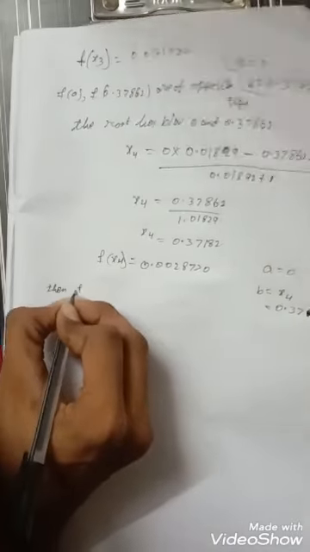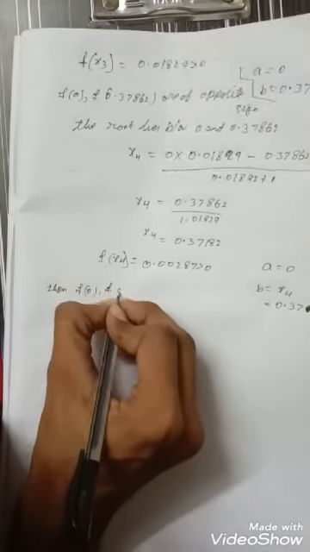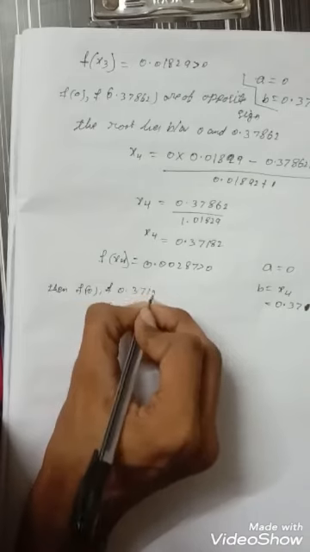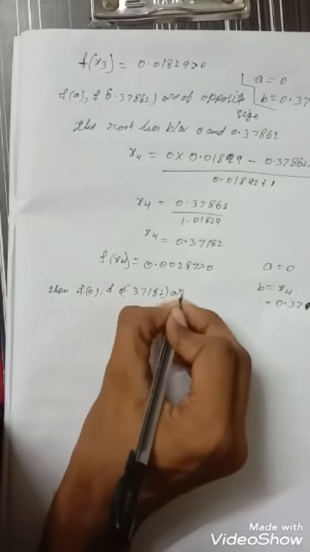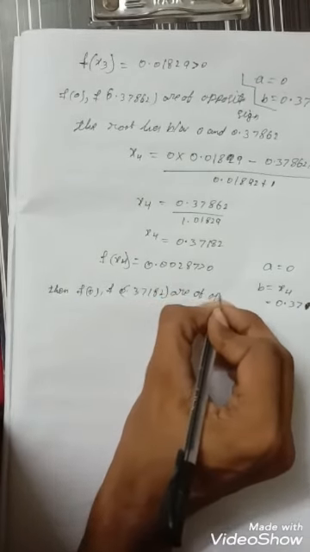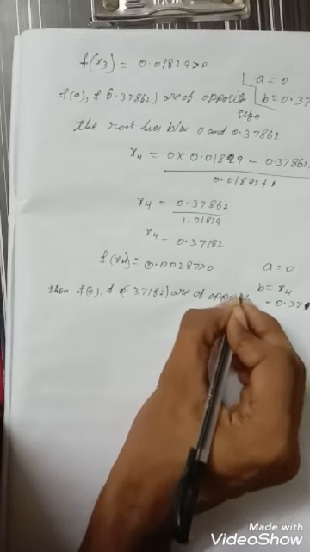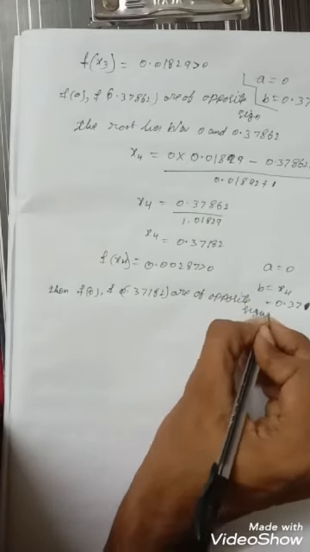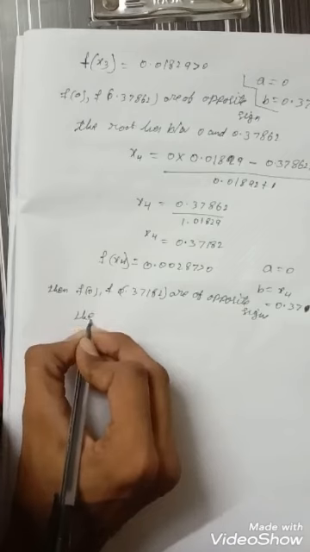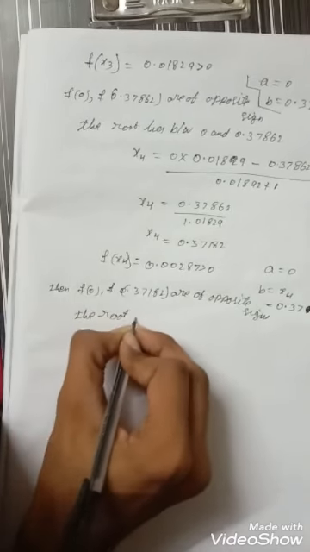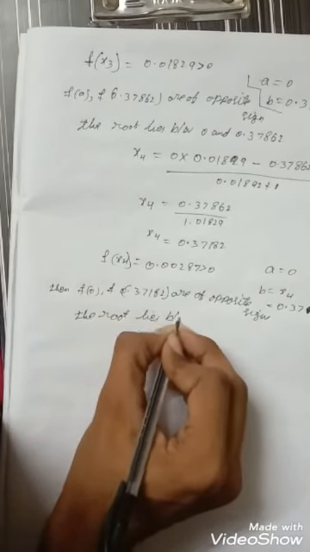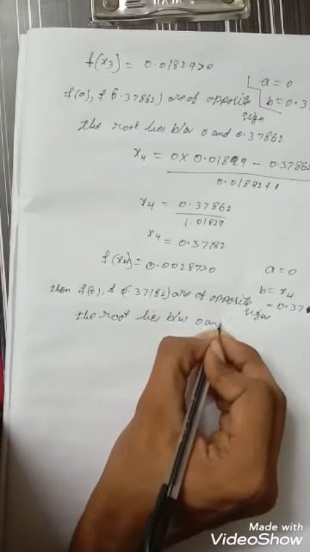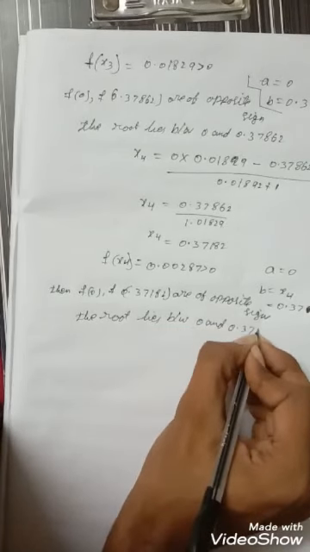Then f of 0 and f of 0.37182 are of opposite sign. The root lies between 0 and 0.37182.